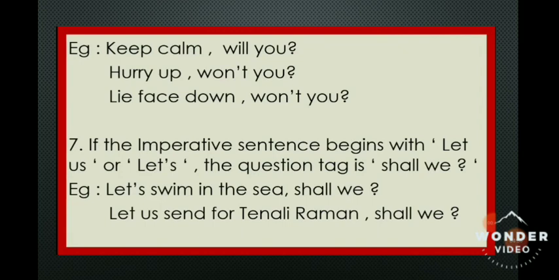Seventh golden rule that you have to keep in mind. If the imperative sentence begins with let us or let's, the question tag is shall we. So if any sentence, my dear children, begins with let us or let's, then the question tag will always be shall we. For example, let's swim in the sea. Shall we? Let us send for Tenali Raman. Shall we? So I hope, dear children, that you have understood all the 7 golden rules that you have to apply when you are solving questions on question tags.